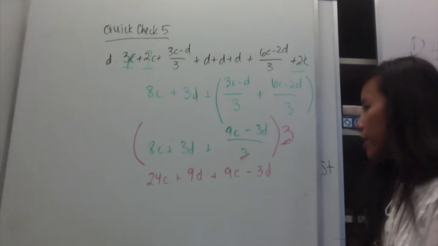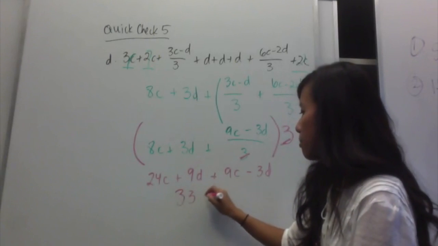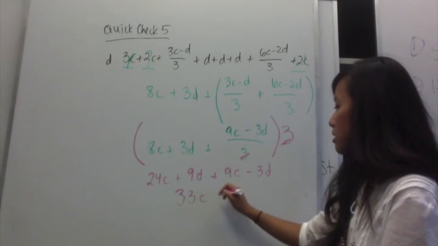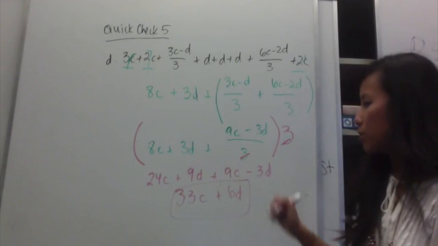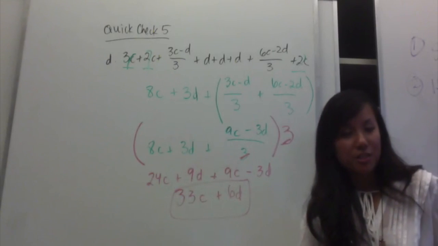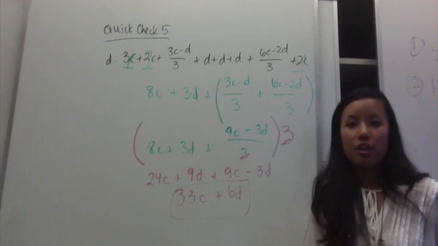And now you can simplify as usual, okay? So 24 plus 9, I believe, is 33, I hope. See? 9 minus 3, and we'll have 6D. Okay, so you have 33C plus 6D. All right, so you are done with the video. Go ahead and take out a piece of paper, and you can start your homework.